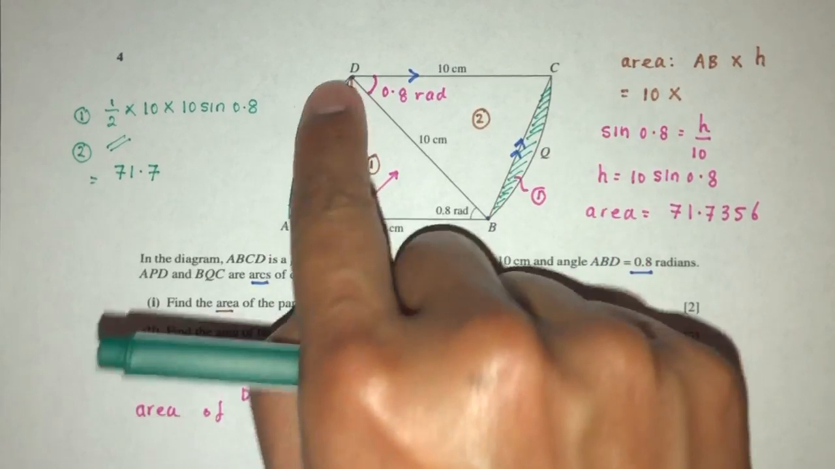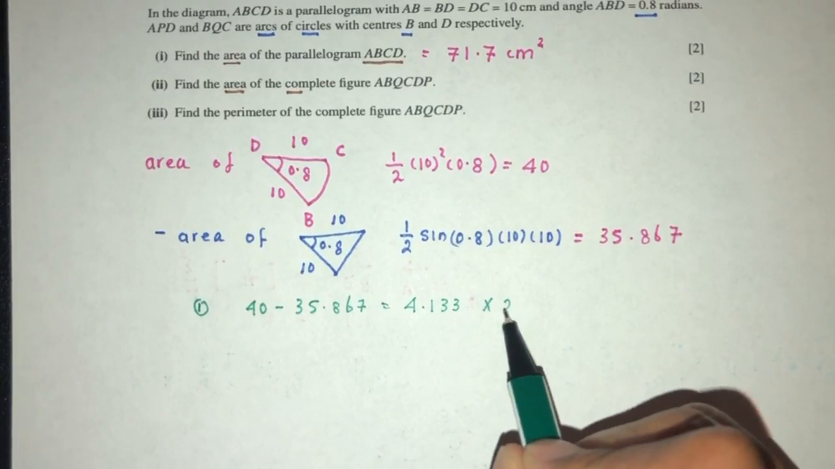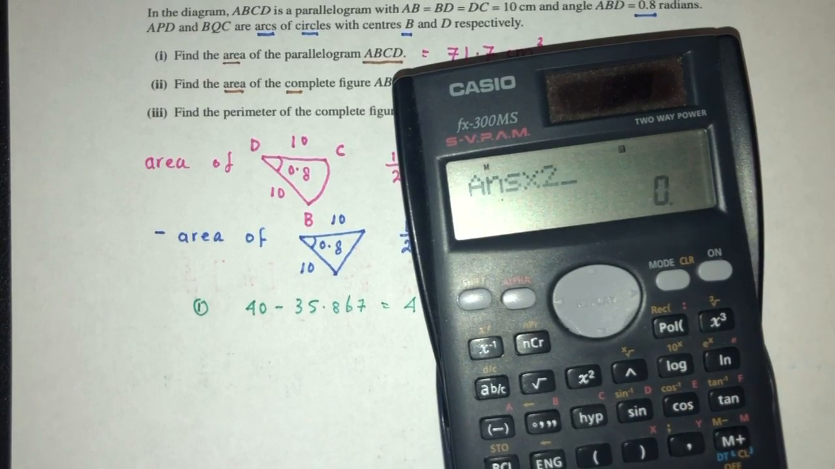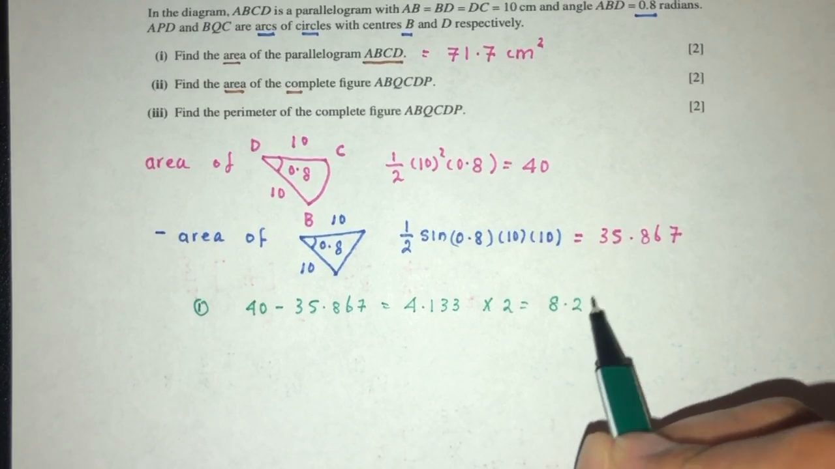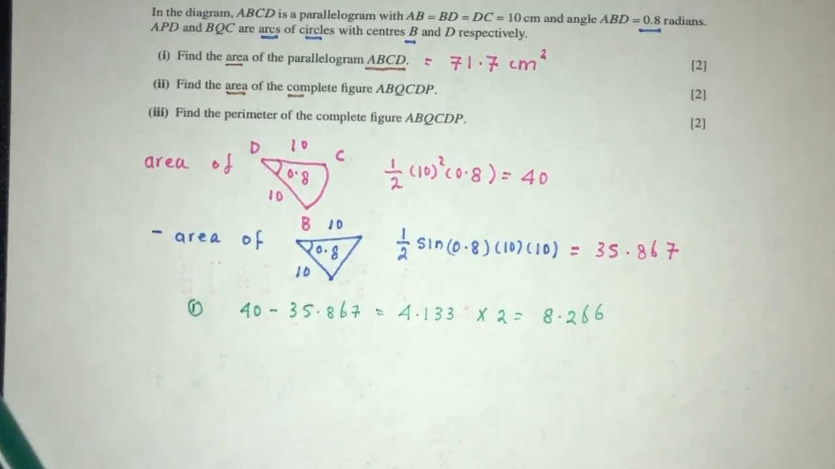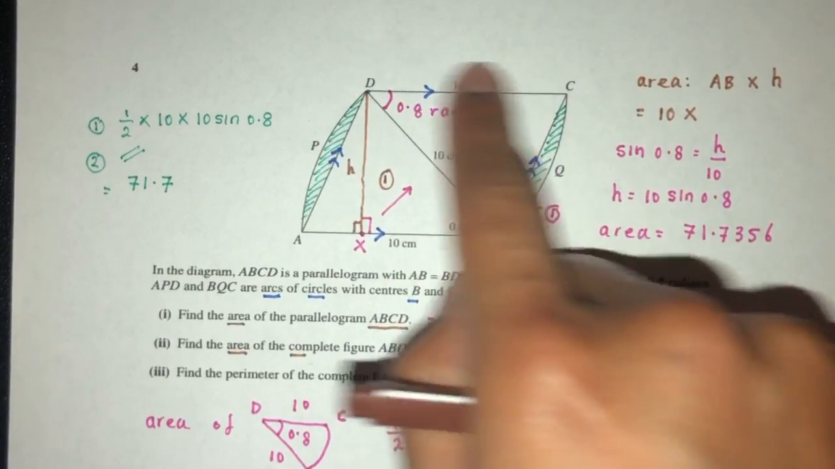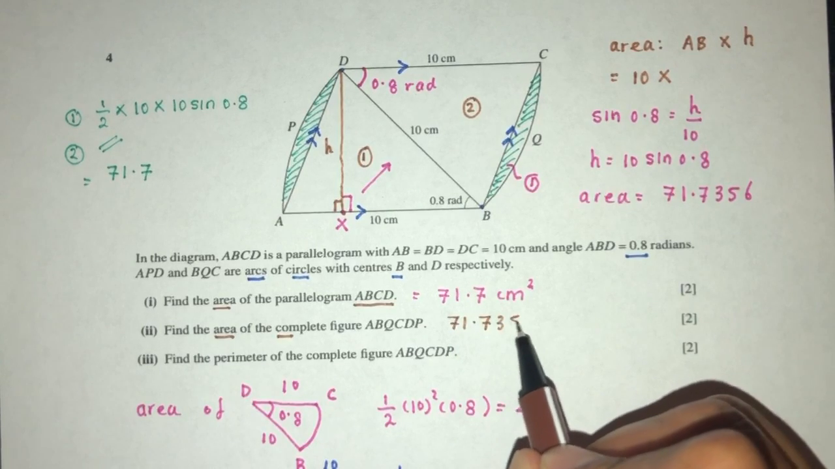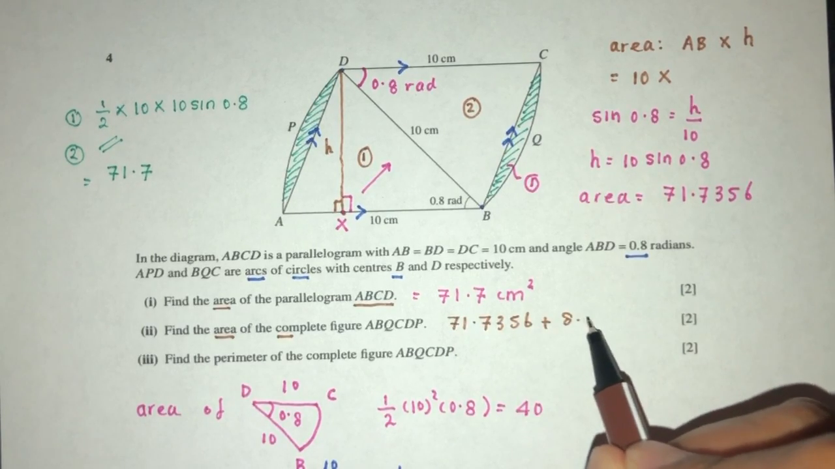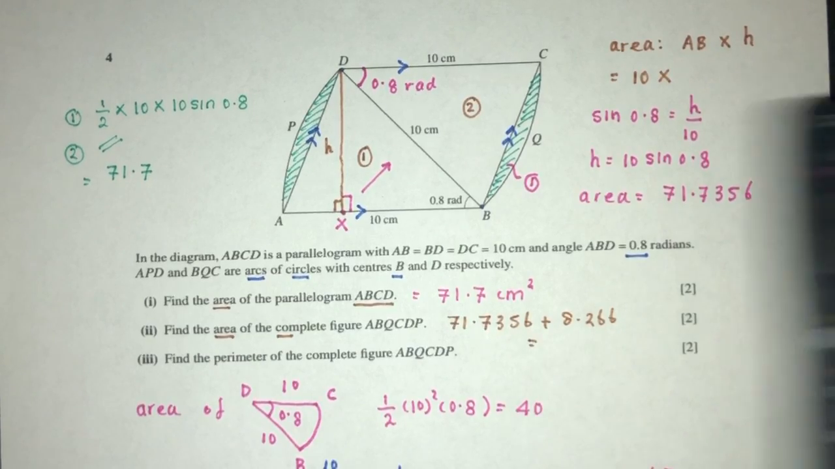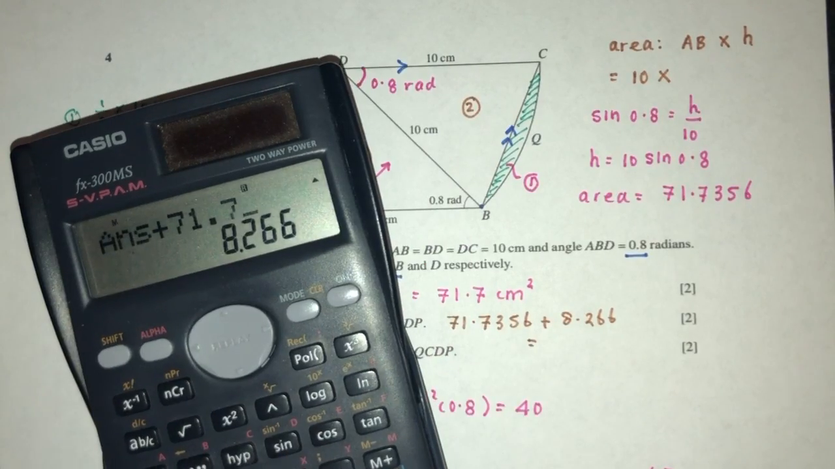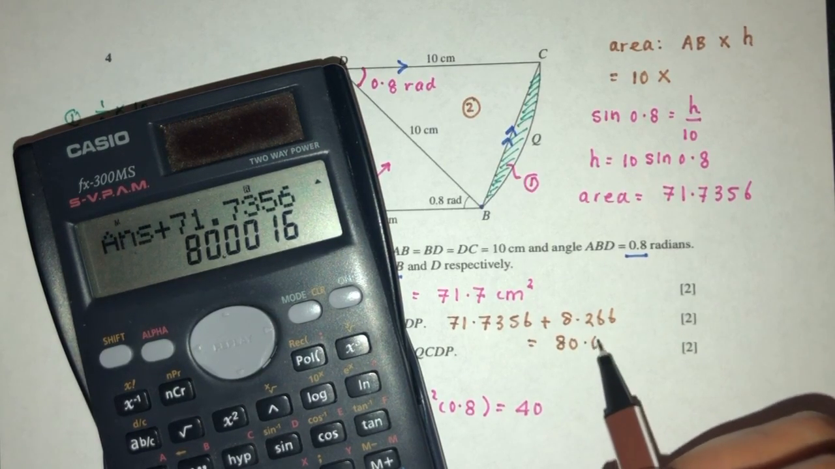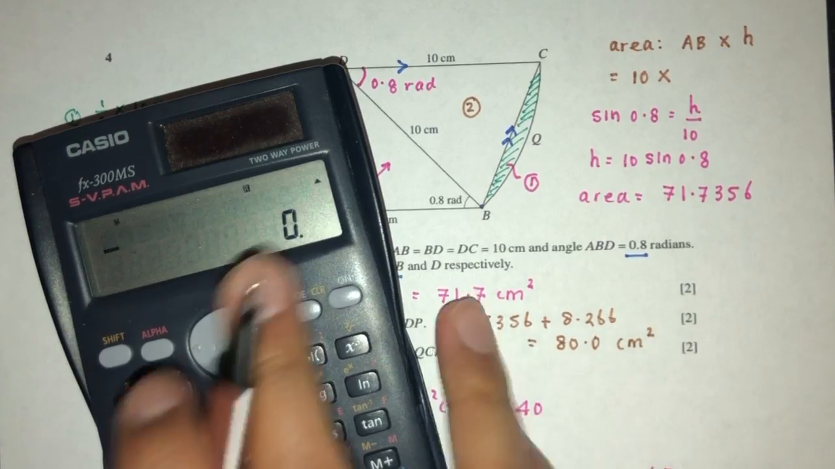Now this is just this side. We also have to add this side. So multiply by 2. That will be 8.266. Now from this point, obviously we have to add the area of the shape ABCD. So that will be 71.7356 plus 8.266. Let's see what we get. That will be 80.0 centimeters squared for the area.